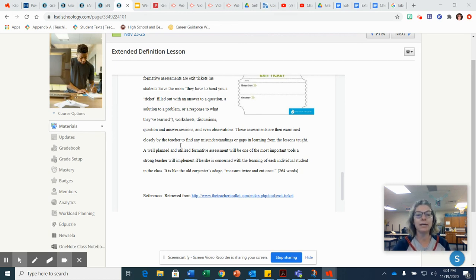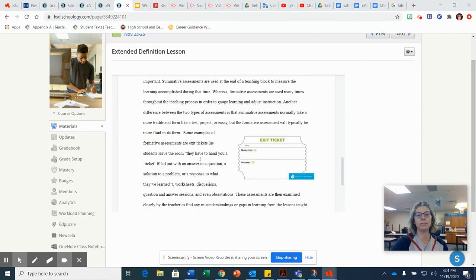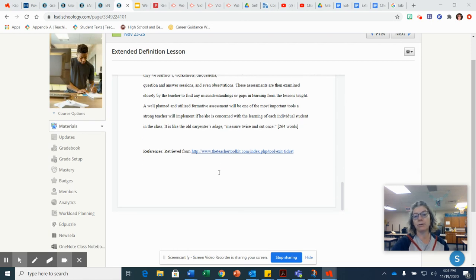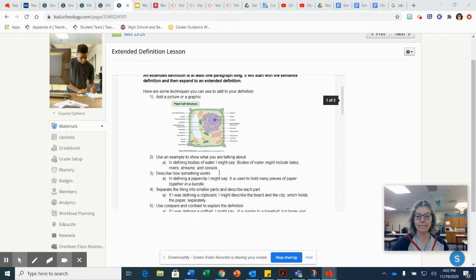Okay, so the end here is more about how it's used, like we talked about, and then there is an analogy at the end, where we're talking about how important it is to measure something before you make a decision. And then, of course, there's also a picture graphic showing what a formative assessment might look like. And there's also the references here at the bottom. If this person looked to get help online to talk about this, here is the reference. So that is how you put together an extended definition.